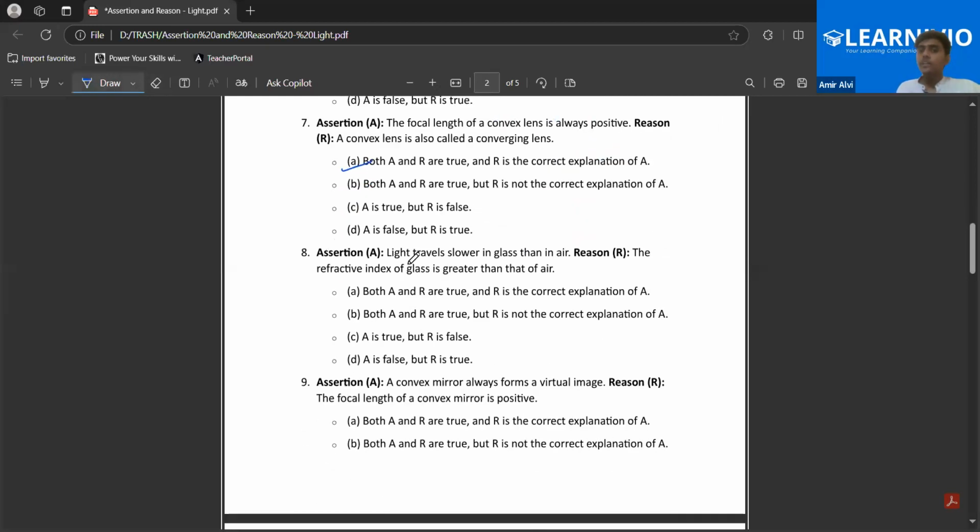Eighth one. Light travels slower in glass than in air. The refractive index of glass is greater than that of air. Which option is satisfying it? Please do let me know, everyone. Okay, Gianna. Okay, Harshit, Maha.